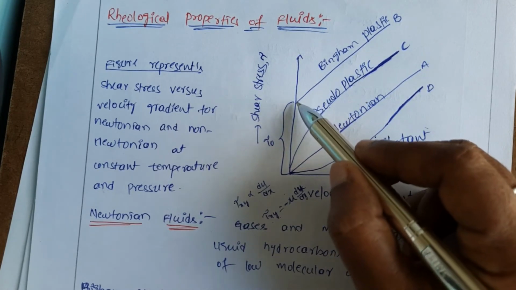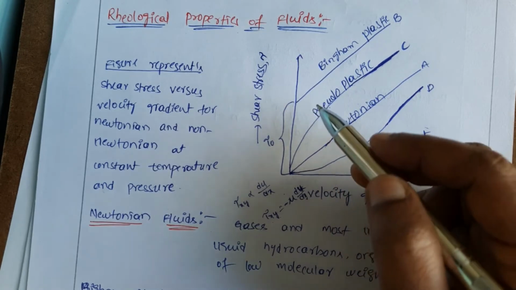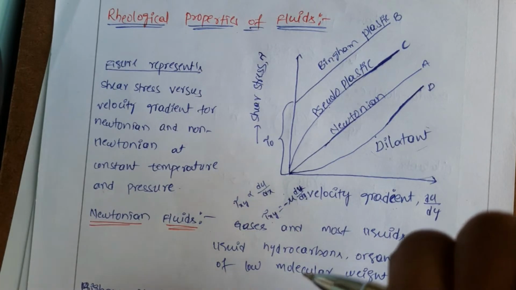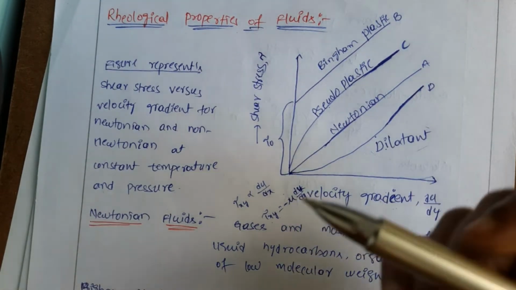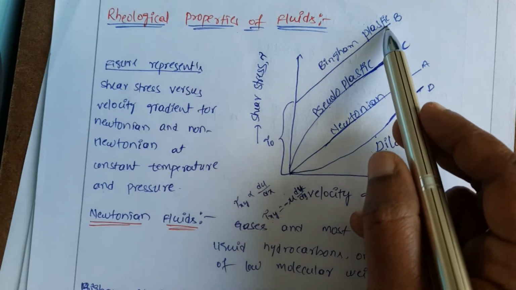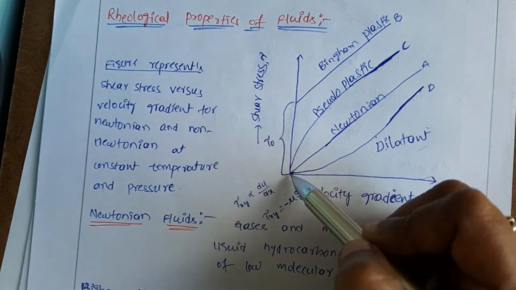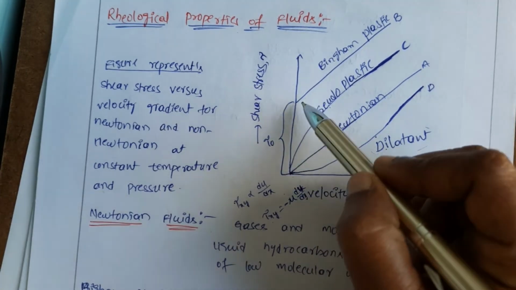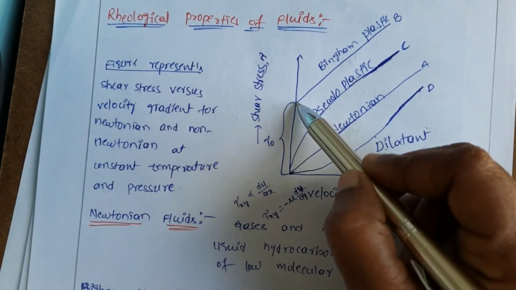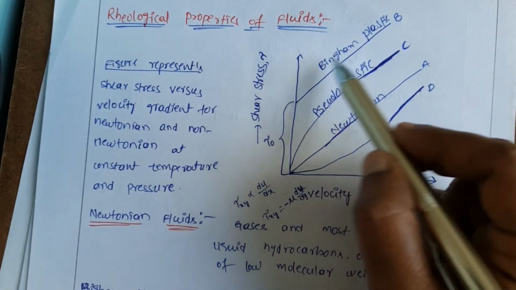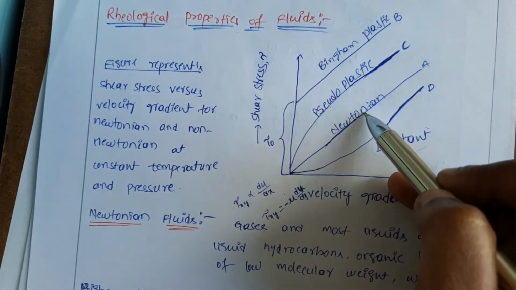The examples will be toothpaste and ketchup. Some stress has to be applied, right? Then if you press, only then the toothpaste comes out, right? So that's why this is called a Bingham plastic fluid. The stress applied to make it flow is called the yield stress. Once the flow starts, it will again be a straight line, so that is a direct relation, similar to Newtonian fluids.